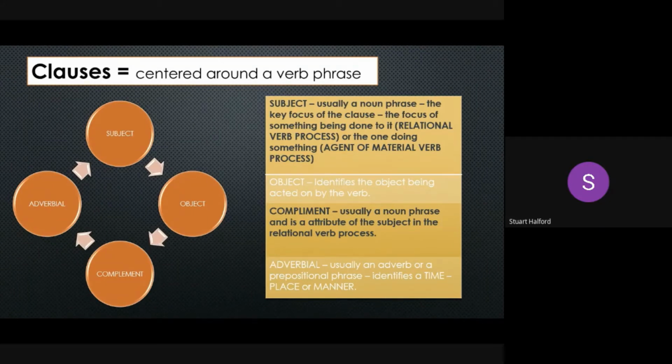And then we have an object which identifies what it is that's being acted on by the verb, what's receiving the action. And then we have a complement, which is usually a noun phrase, and I'm aware I've made an error there, forgive that. It's an attribute of the subject in the relational verb process, so it's something about it. And then the adverbial, sometimes an adverb, sometimes a prepositional phrase, identifies time, place, or manner in which the action is being done. So let's have a look at this and build one up then.